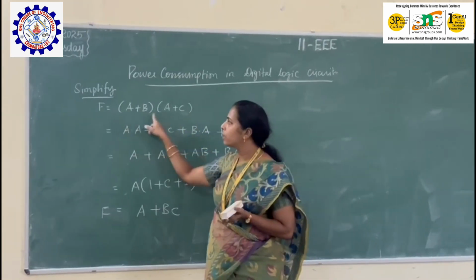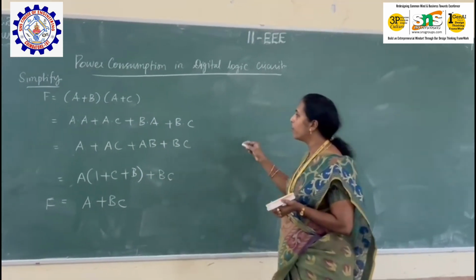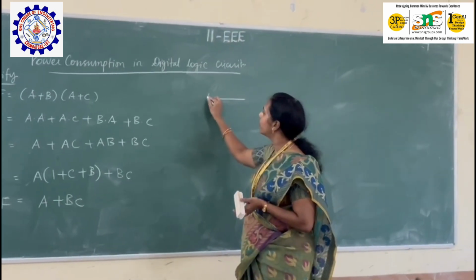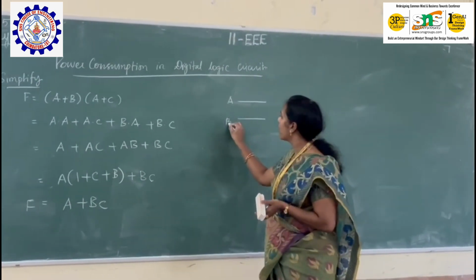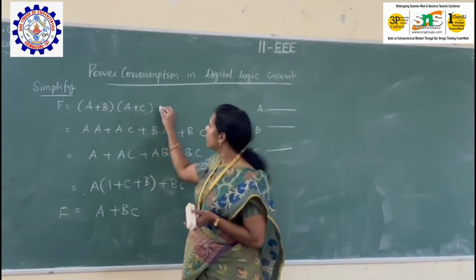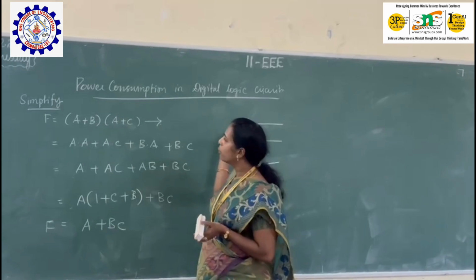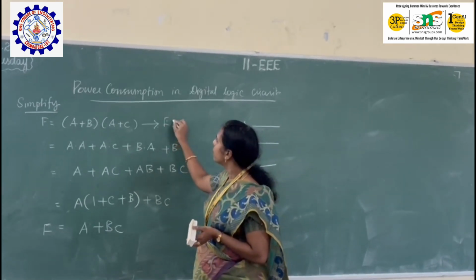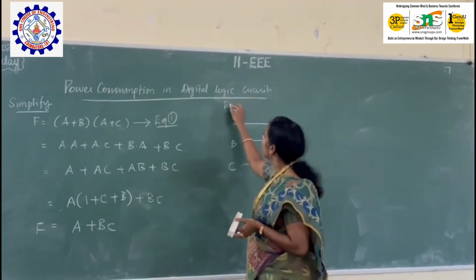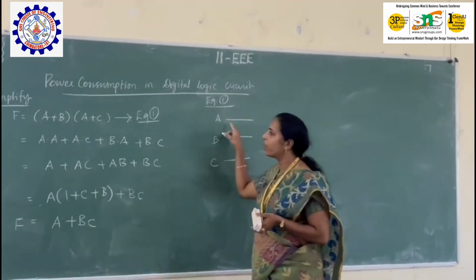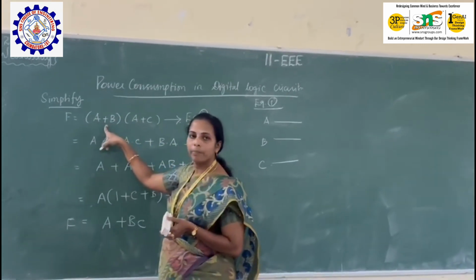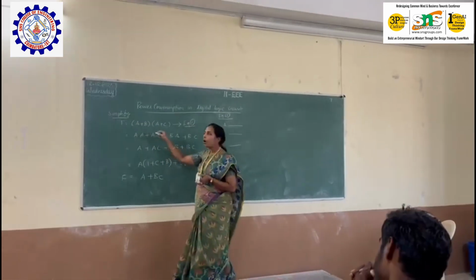See, this is an expression. As we already know, when we draw a circuit for this, there are three inputs A, B, and C. Let this be equation 1. I am drawing the circuit for equation 1. A and B are given to, what is this gate? OR gate, right?